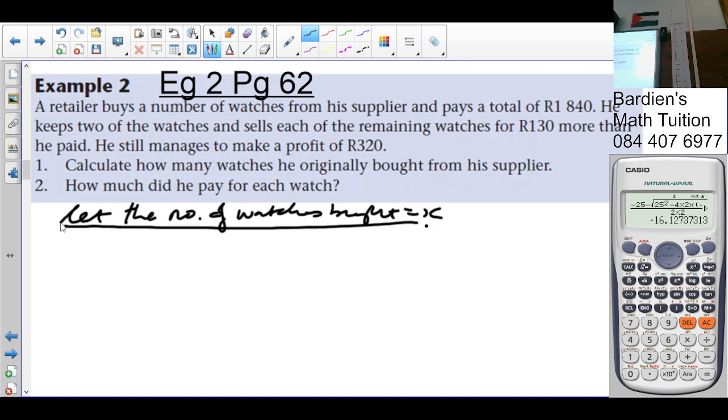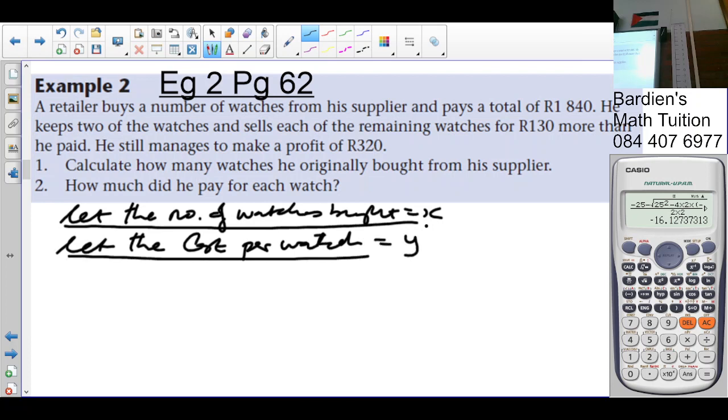And pays a total of 1,840 Rand. Did it tell us what he paid per watch? No. So we say let the cost per watch equal Y. So we've got an X and a Y, so we're going to go into simultaneous equations.